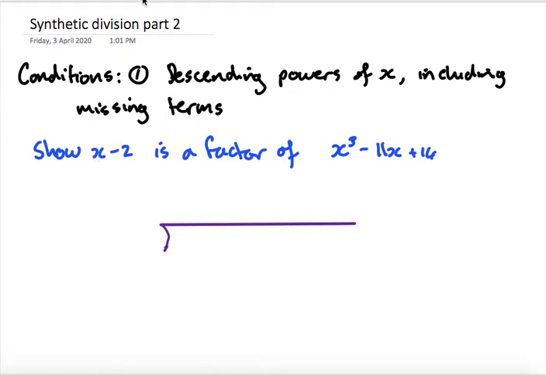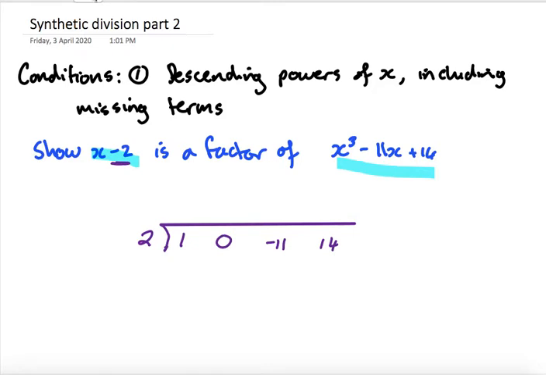So we're going to show that x minus 2 is a factor of x cubed minus 11x squared plus 14x. Now note, we haven't got an x squared term there, have we? So what I'm going to do is put positive 2 there because that's the root. Remember, we don't put the negative 2, positive 2. We've got 1x cubed term, we've got no x squared, we've got negative 11 for the x, and the constant is 14.